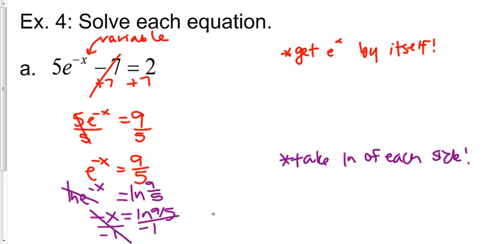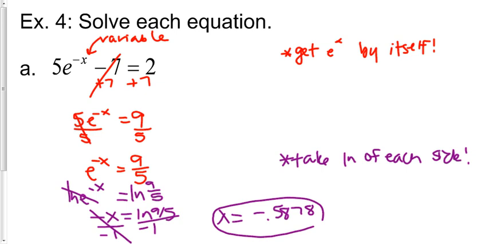So x equals, now you would go the ln of 9/5, divide that by negative 1, and we get, let me calculate this here, negative 0.5878. Try this out on your calculator and make sure that you know how to type it in.